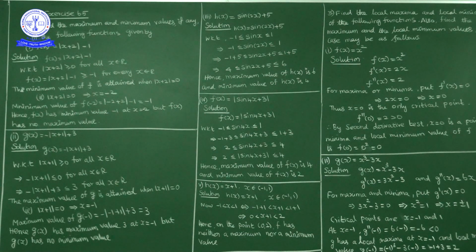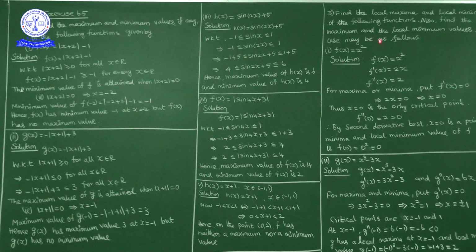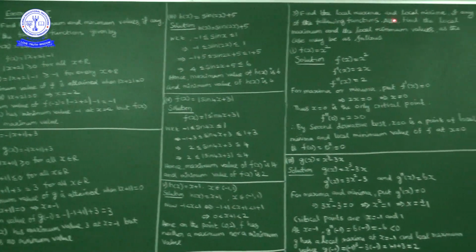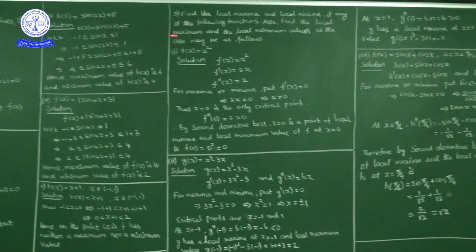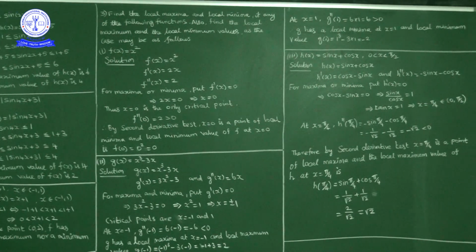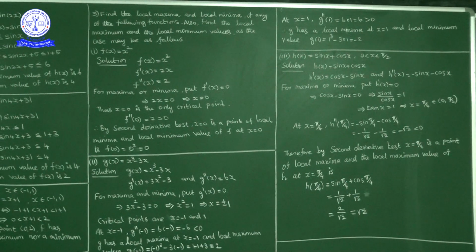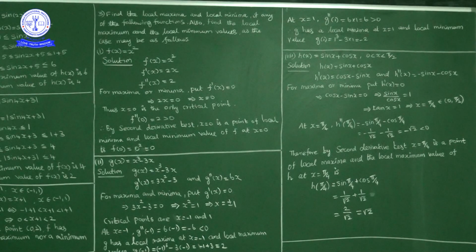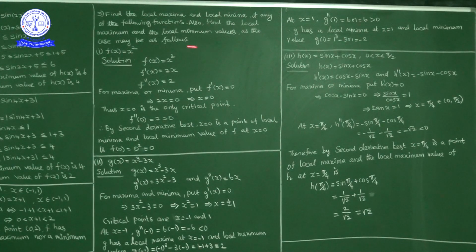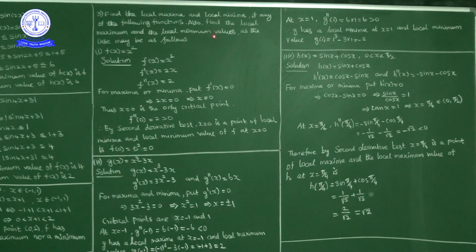Okay, next question. Question number 3. Find the local maxima and local minima, if any, of the following functions. If local minima and local maxima exist, we have to mention those. Also find the local maximum and local minimum values. At what points do we have local maxima and local minima, and what are the local maximum and local minimum values.